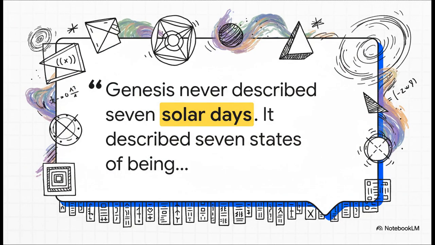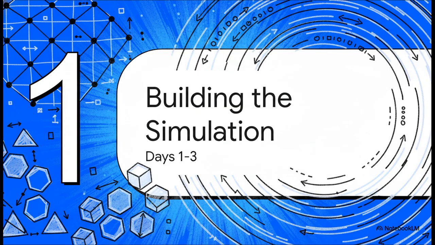And this is the core idea we're diving into today. The theory is that each day isn't about time at all. It's about activating a new fundamental dimension, a new law of physics, a new layer of awareness. The text is a code, and we're going to try and crack it. Okay, so let's start with the first 3 days. Now forget about planets and plants for a second. According to this model, this is all about setting up the foundational rules. You could say the base code for the entire physical universe.